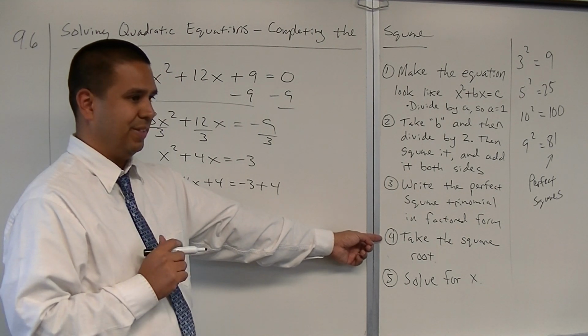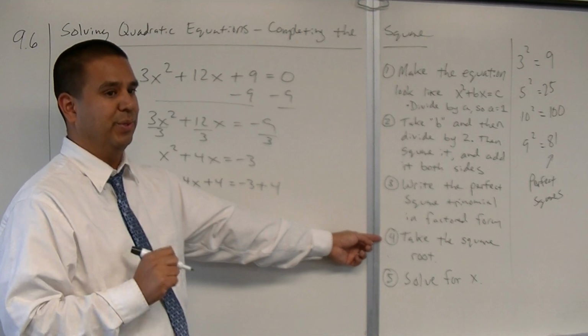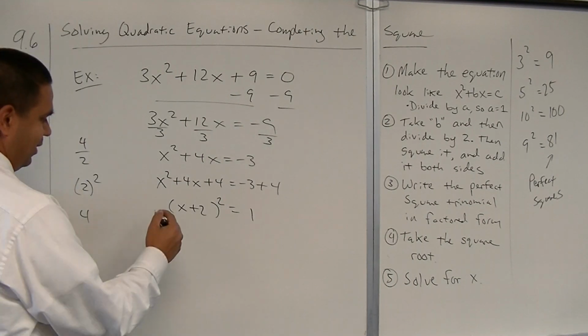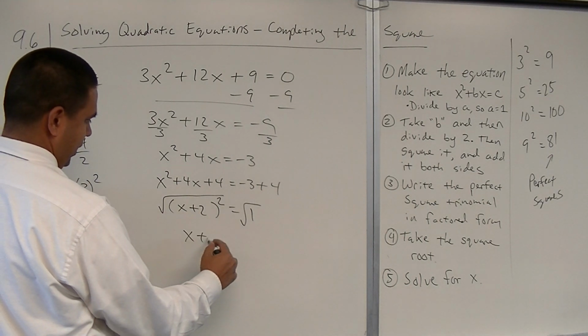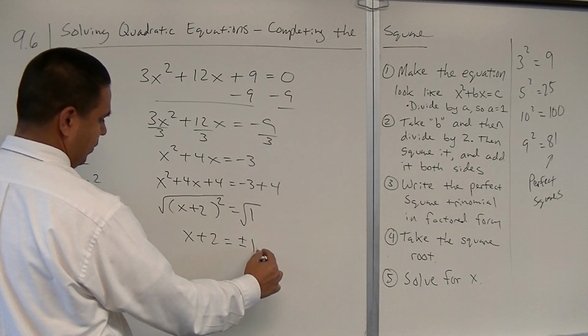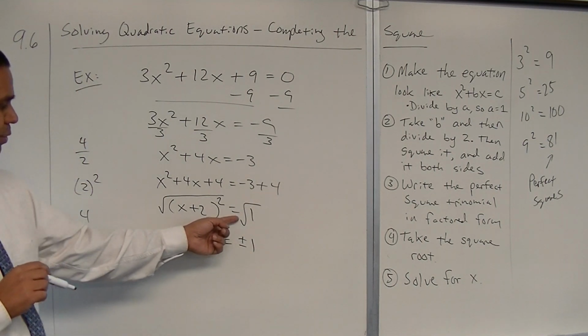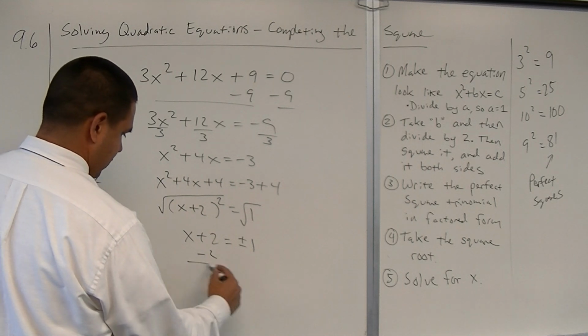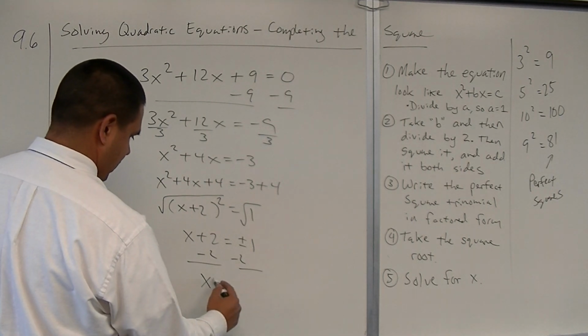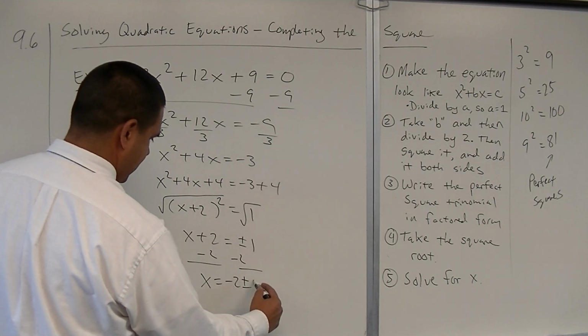Read step 4, please. Take the square root. Oh, that's what we meant. Take the square root. So x plus 2 is plus or minus 1. Right? The square root of 1 is 1. Subtract the 2. So x is negative 2 plus or minus 1.